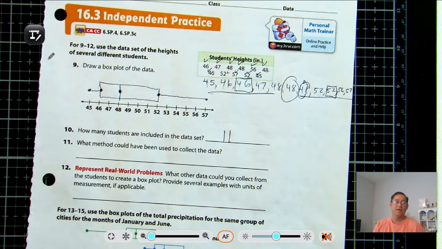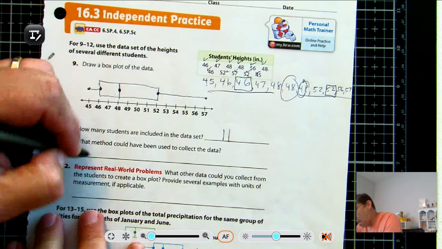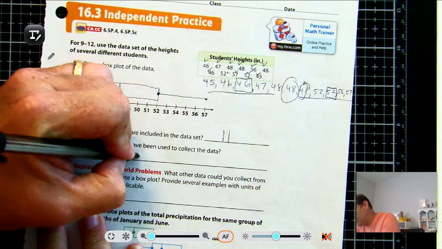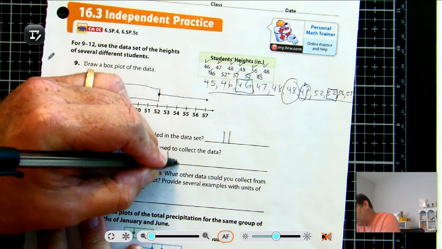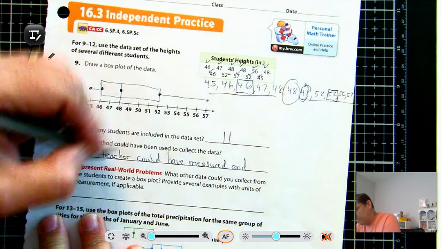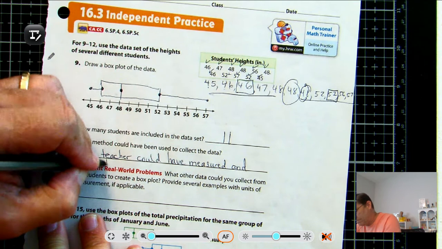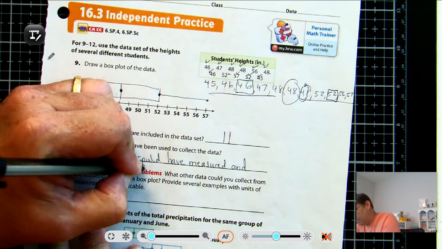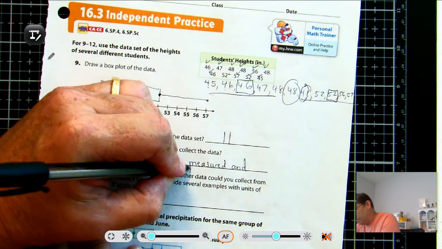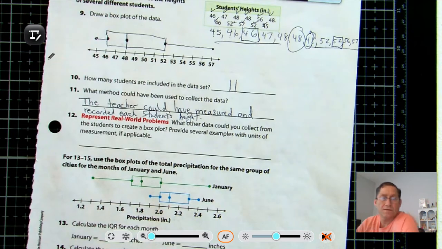Okay. So what method could have been used to collect the data? I don't know. Students could have measured each other. The teacher could have measured the students. So the teacher could have measured and recorded each of the students' heights.